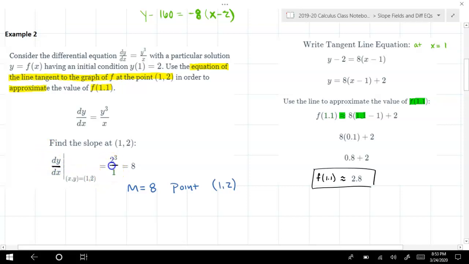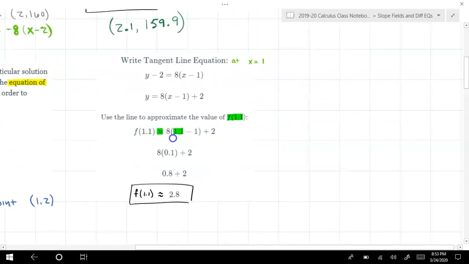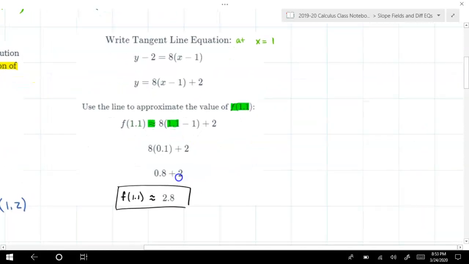So y cubed, 2 cubed is 8, divided by x. X is 1. 8 over 1 is 8. So we have a slope of 8 at the point (1, 2). Write the equation of the tangent line, y minus y1 equals m times x minus x1.